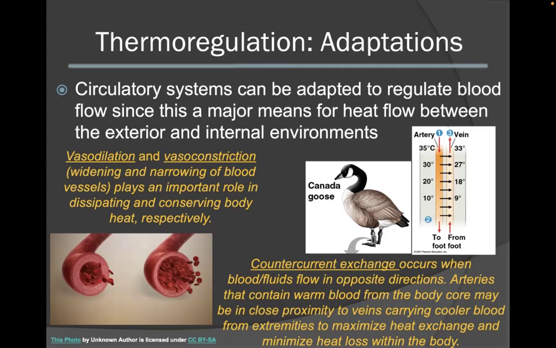Countercurrent exchange or countercurrent blood flow is also an important way to conserve heat. Countercurrent exchange in general occurs whenever you have blood or fluids flowing in opposite directions. In this instance, arteries that typically contain warm blood as they are just leaving the body core are located in close proximity to veins that are typically carrying cooler blood from the extremities. By having the warm blood lay in close proximity to the cold blood, this will maximize the heat exchange and also minimize heat loss within the body.